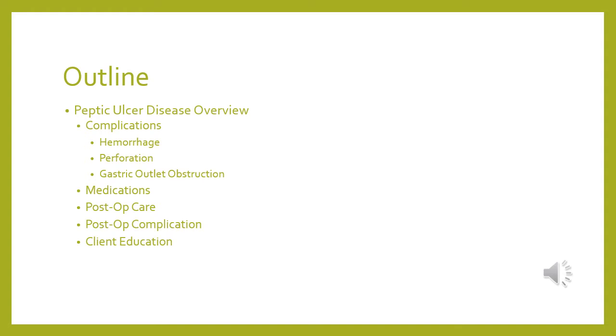For this section, like I said, we're going over peptic ulcer disease. We're going to start off with an overview. Then we're going to head over to complications, which include hemorrhage, perforation, and gastric outlet obstruction. We're going to look at common medications, post-op care, then post-op complications, and wrap it up with client education.